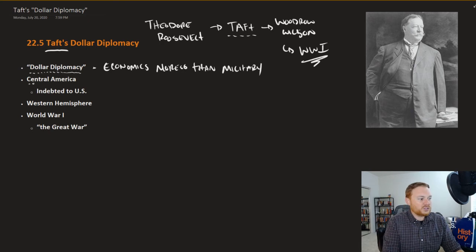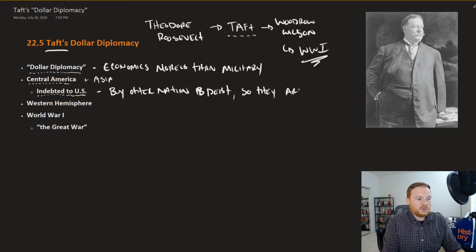One way that he wants to do this, Central America is one target, Asia is also another target of Taft's spreading American influence through the economy, is to get nations to become indebted to the U.S. So that is buy other nations' debt. So they are indebted, so they owe those debts to the U.S., right?